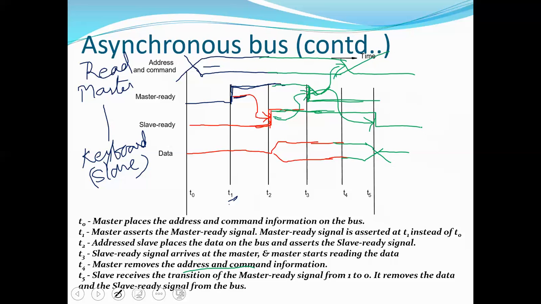At time T5, the slave receives the transition of the master ready signal. The master ready signal has come down, and the slave receives this information. Within two clock cycles it would also have completed its task, so the slave ready signal is also down. So this is the read operation in an asynchronous bus.